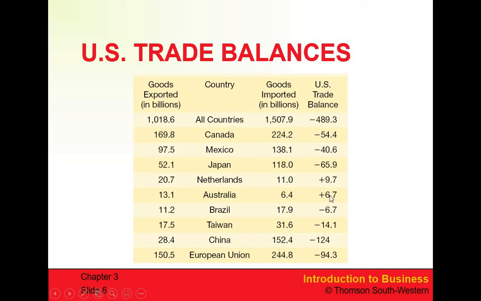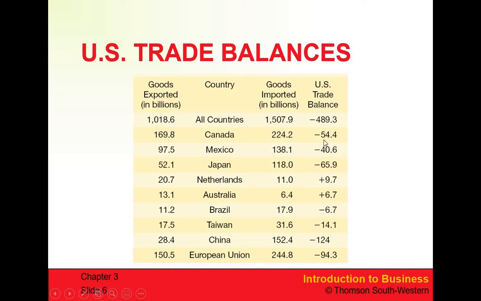We're positive with Netherlands and Australia, probably because they just don't have anything that we want. If they had more of what we wanted, we would be negative with them as well. Or they're just taking in that much of our products. But I would assume it's just Netherlands and Australia aren't offering up things that we are deeming high demand.